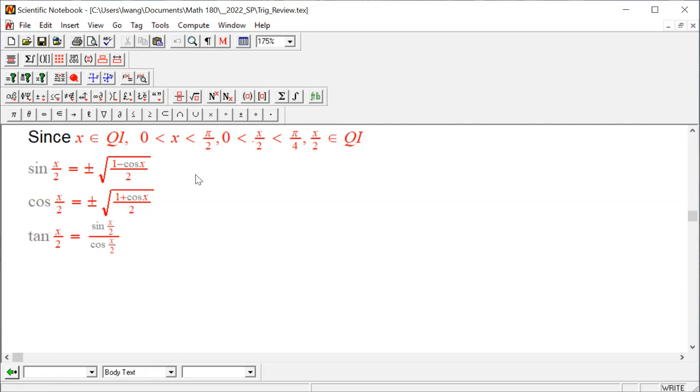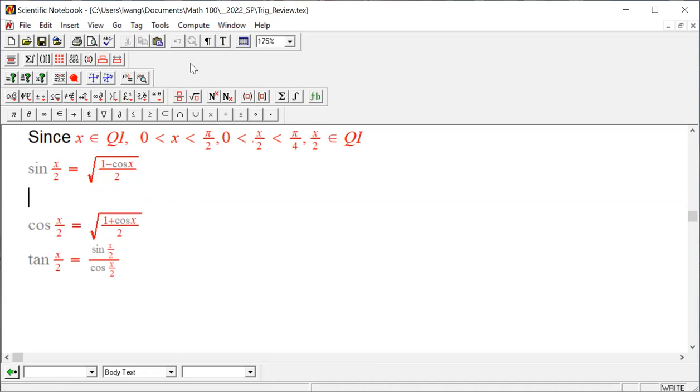Since half of x is in the first quadrant, this is going to be positive. Remove the sign. Cosine is going to be positive because half of x is in the first quadrant. So here we go, now we can substitute. We need to determine the sign before we do the substitution.